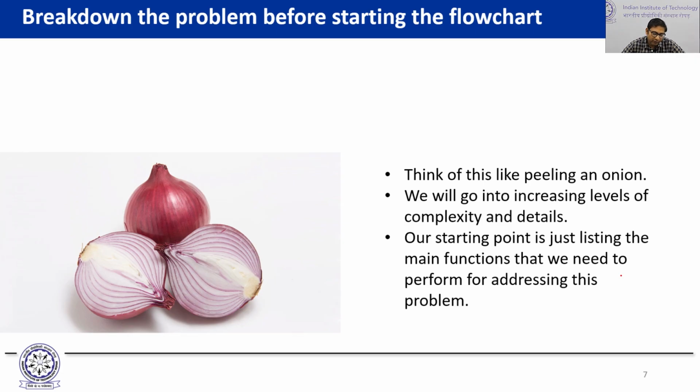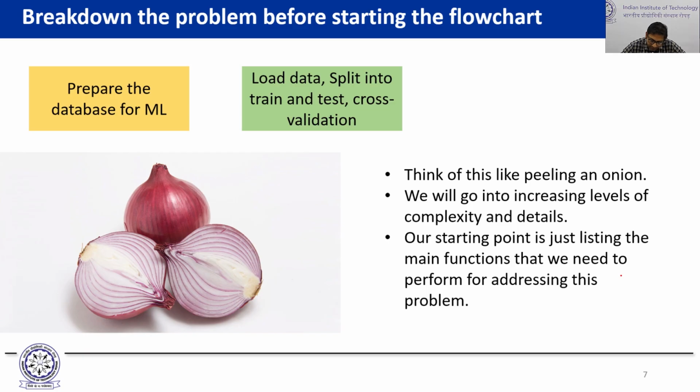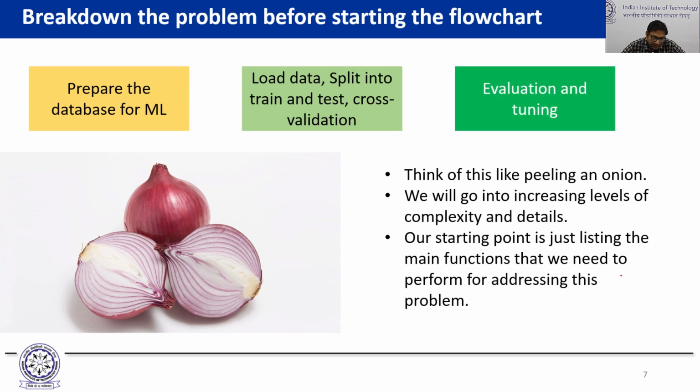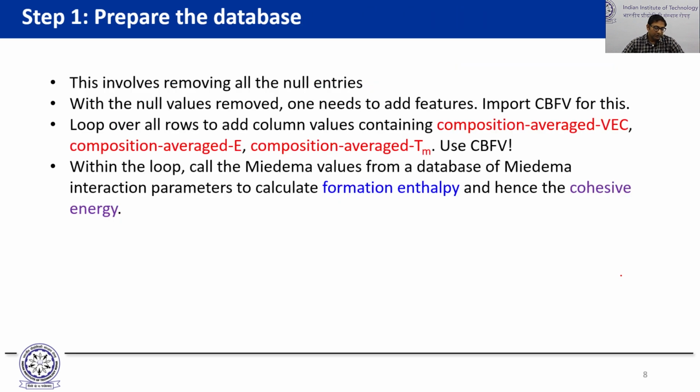So our starting point would be just to list the main functions that is required in order to address these problems. So that means the main functions would be preparing the database for the machine learning problem, loading the data, splitting it into training and testing data, and then doing the cross validation, and finally doing the evaluation and tuning of the model. So the first step is preparation of the database, which we have already discussed in great deal.